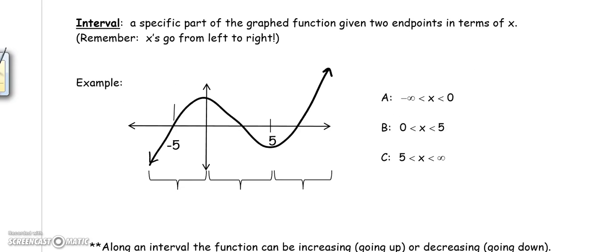Another important thing we need to know is an interval. An interval is a specific part of a graph function given two endpoints in terms of x. This is super important: x's always go from left to right. So here we've got three different intervals. Negative infinity to 0 would be this first interval over here because negative infinity is indicated by that arrow and it stops right here, which would be 0. Remember, we're talking about the x values. This next interval would be from 0 to 5 because we start at 0, it ends right here at an x value of 5. And then this would be the last interval because we're starting at 5, and then since there's an arrow over here, it's continuing on forever.